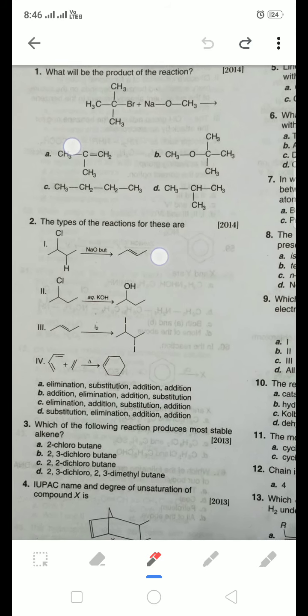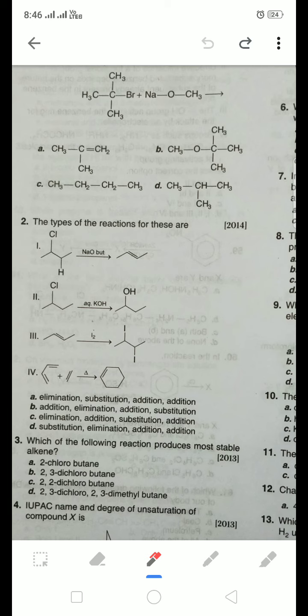Now in the first question you would see that it's a 3-degree halide with NaOCH3. Generally if it was a 1-degree or 2-degree halide it would definitely form an ether. But since this is a 3-degree halide, an elimination reaction would take place. So just look at the options and see which has the elimination product, and it is option A.